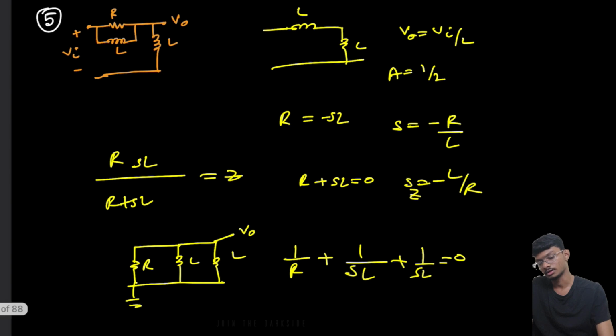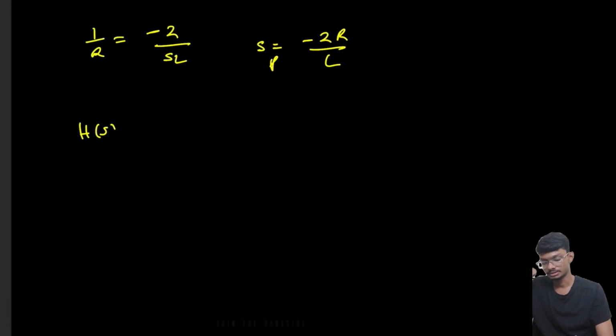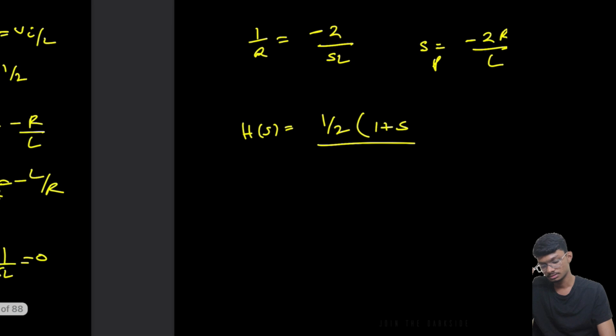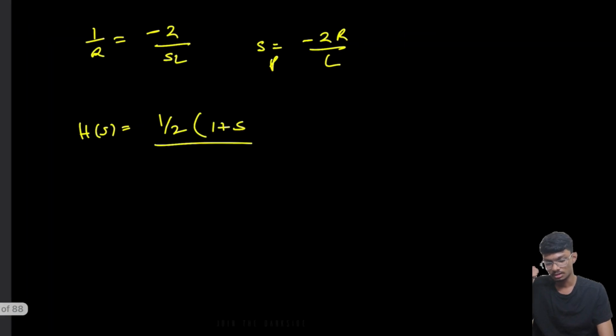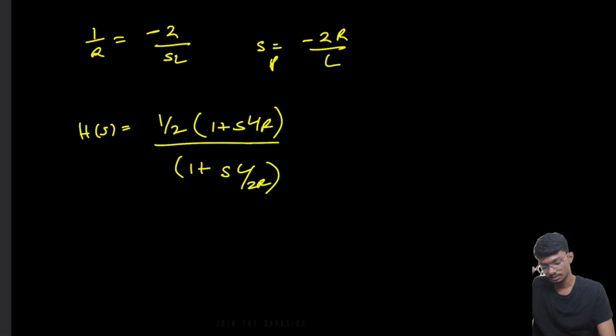So we have got a pole, we have got a 0, we have got the DC gain. Here A equals to half, so we can easily write the transfer function equals to 1 by 2 divided by, there is 1 0, 1 plus s times L by R, 1 plus s times L by 2R. Okay, this is the pole, this is the 0. So this is the basic transfer function of the circuit.